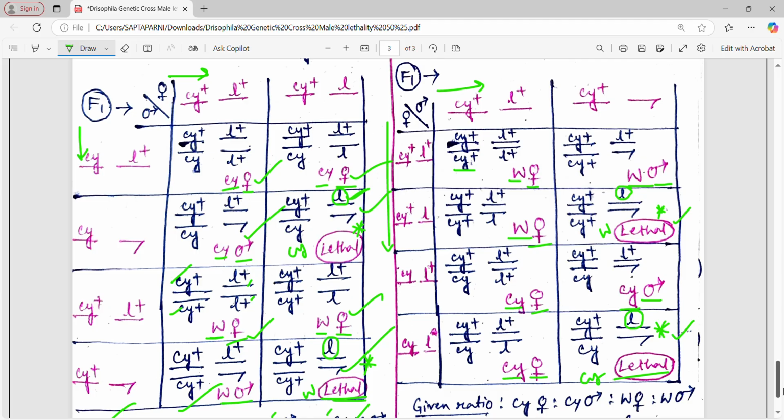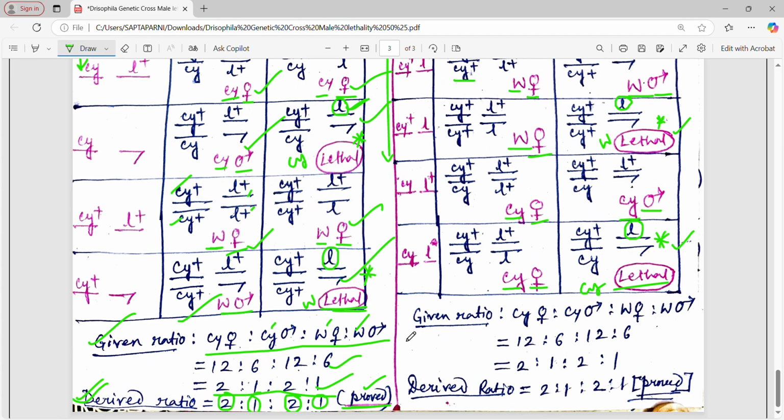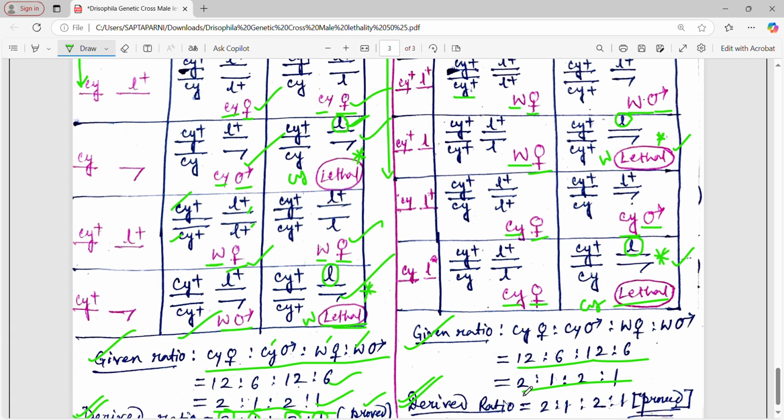Okay, so we know that the given ratio is 12:6:12:6, that is 2:1:2:1, and from this reciprocal cross too, we can derive the ratio as 2:1:2:1. How? See here, how many Curly females are there? 2 Curly females. Okay, 2 Curly females are there, so it is matching. How many Curly males are there? See here, only 1 Curly male, so 2:1.